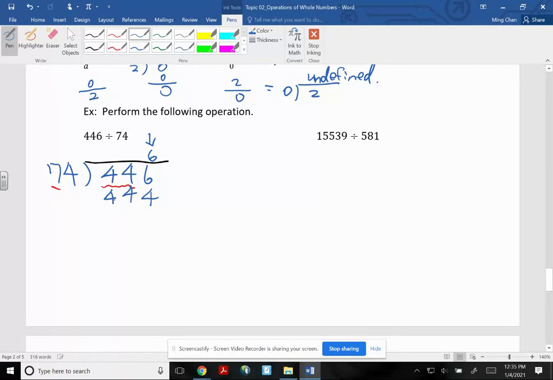So the 44 is smaller than my dividend. So I'm doing it right. So my remainder is 2. 6 remaining 2. Okay. Now what happens if 6 was too big down here? Then I will use 5.